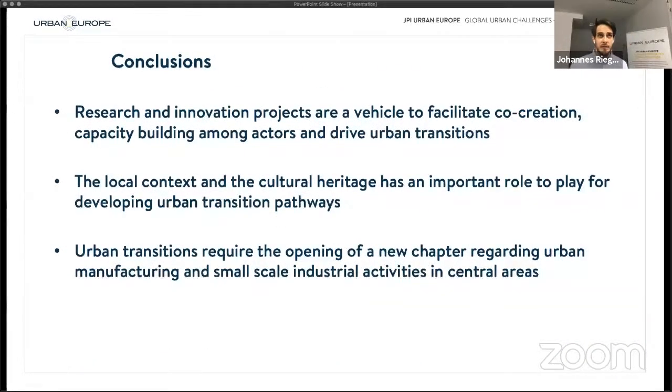So the conclusions from my presentation really are that research and innovation projects can be a vehicle to facilitate co-creation, capacity building among actors to drive urban transitions. The local context and thus also cultural heritage has an important role to play in developing these urban transition pathways. So the context is very, very essential here. And urban transitions requires the opening of a new chapter regarding urban manufacturing and small-scale industrial activities in central areas.